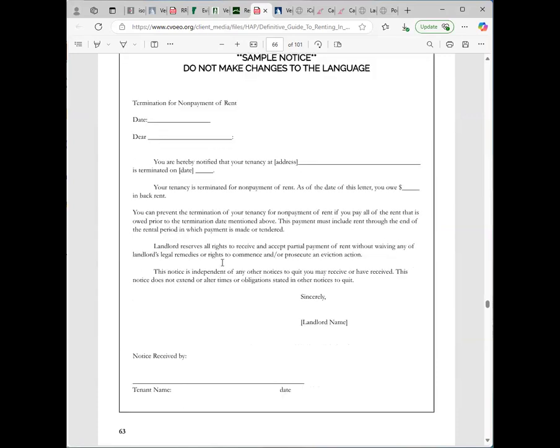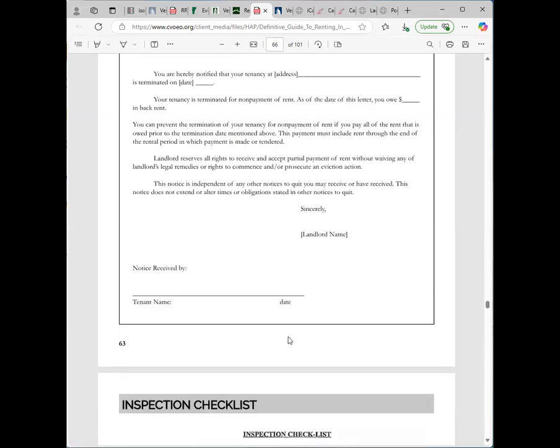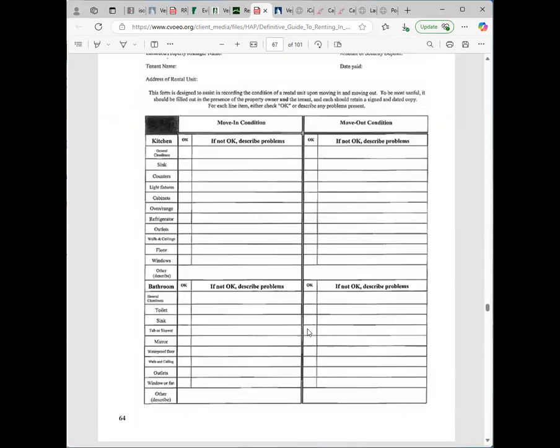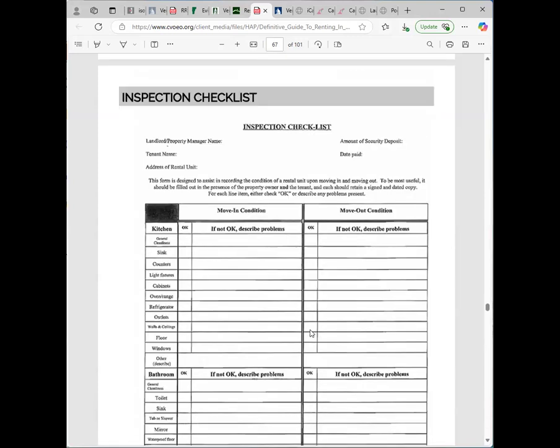Notice received by. Now, note, you will see this. It says termination for non-payment of rent. At the very bottom, it says notice received by tenant name. And they're supposed to sign it, meaning you've served them. What if you can't serve them? That's difficult. So you've got to make reasonable requests that you're trying to serve them.